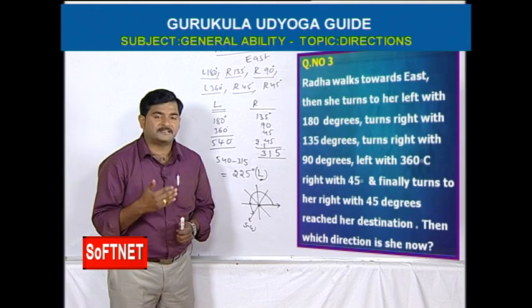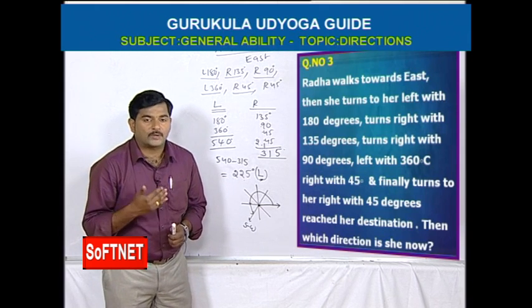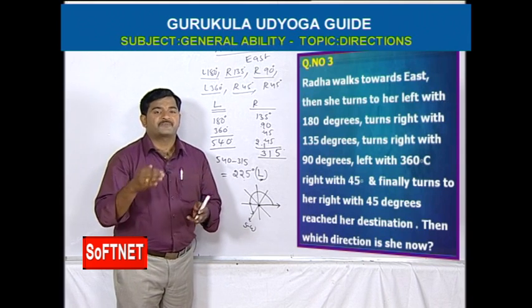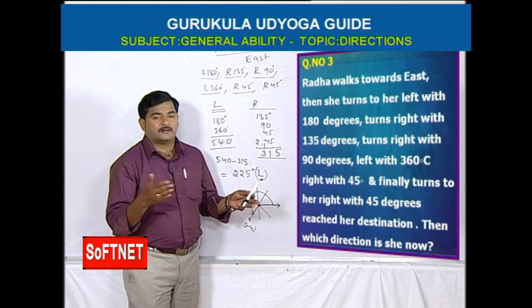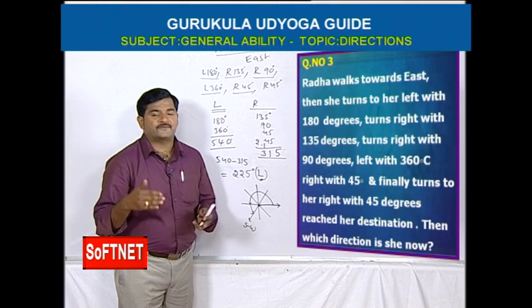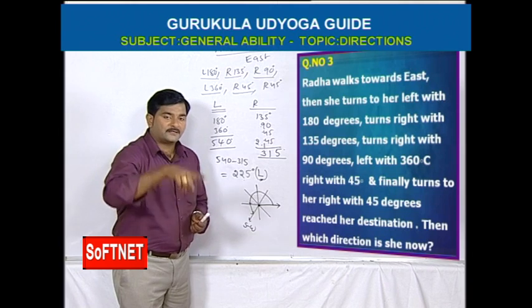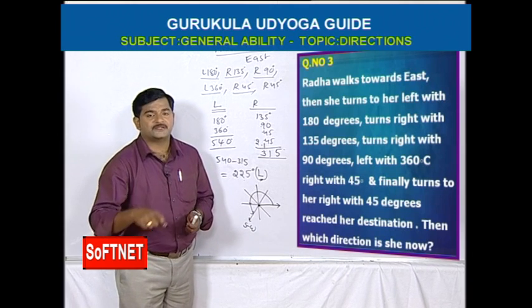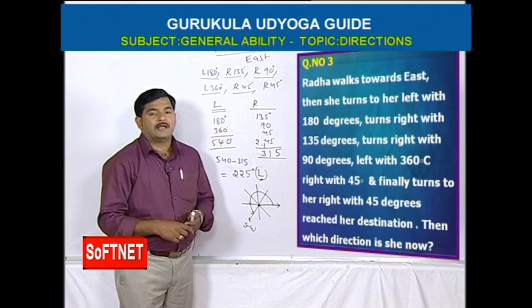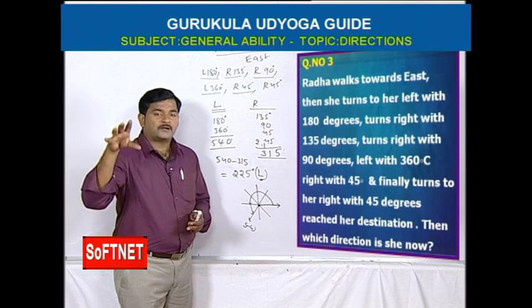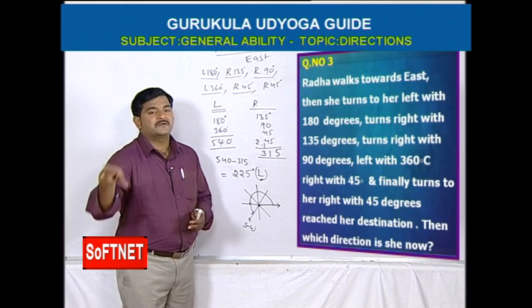Whenever it is given like that, simply add all the left side angles, and add all the right side angles. Then find the difference. If you get the difference on the left, apply it to the initial direction from the left side. And if you get it on the right, apply this angle to the initial position from the right side.